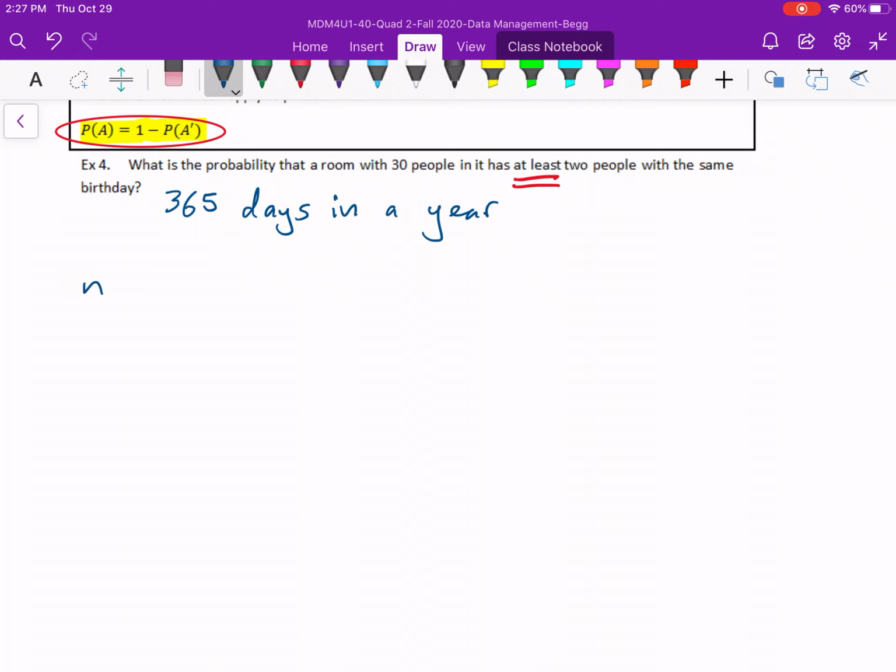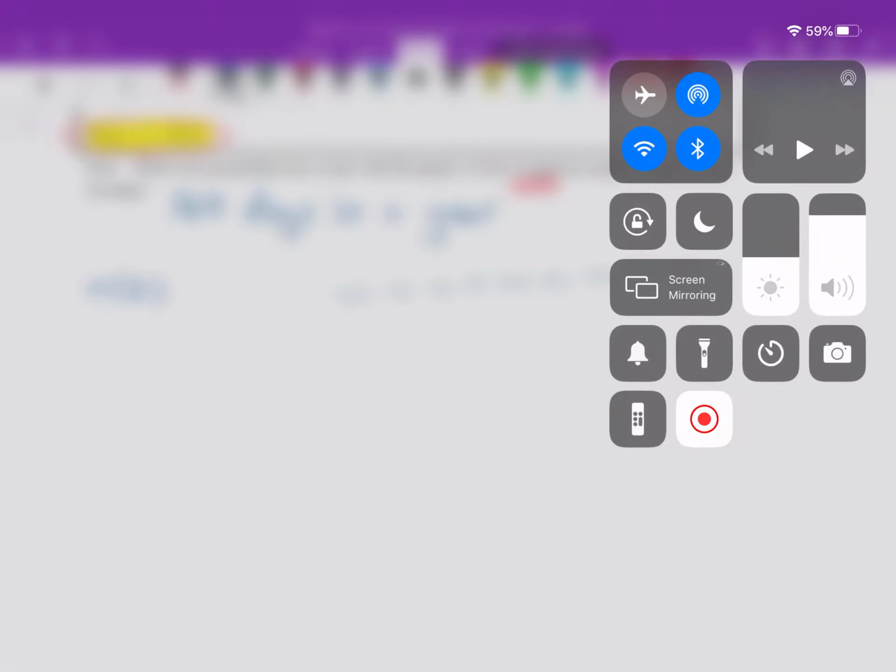So n of s would be, I'm not going to do it, but if I want to do spots like I've been doing here, I would have to draw 30 of these lines. And of course, these are independent events. Just because one person has a birthday doesn't mean another person couldn't have the birthday as well.